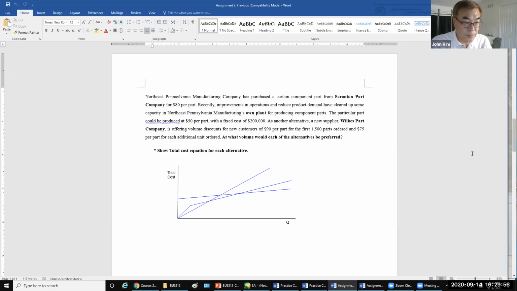By the way, for Assignment 1, some students used Excel and then didn't attach the Excel file, just copied and pasted it into a Word file. In that case, if the answer is wrong, then I cannot give you partial credit.